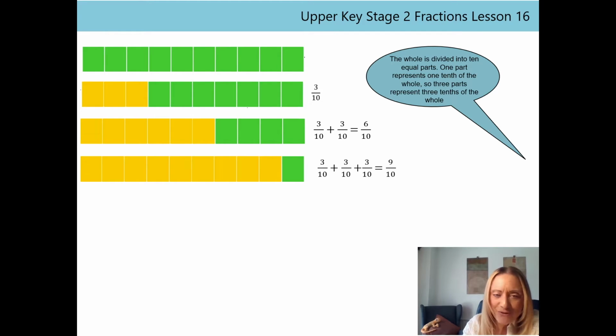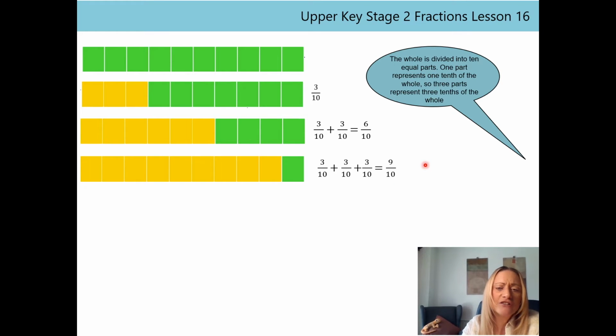So I've got 3/10 plus another 3/10, and another 3/10 is the same as 9/10. So we've got 3/10 added to 3/10 added to another 3/10 is 9/10. Have I got a whole yet? No, it's less than a whole, isn't it? How many more tenths would I need to make one whole? I would need 1 more tenth, wouldn't I?